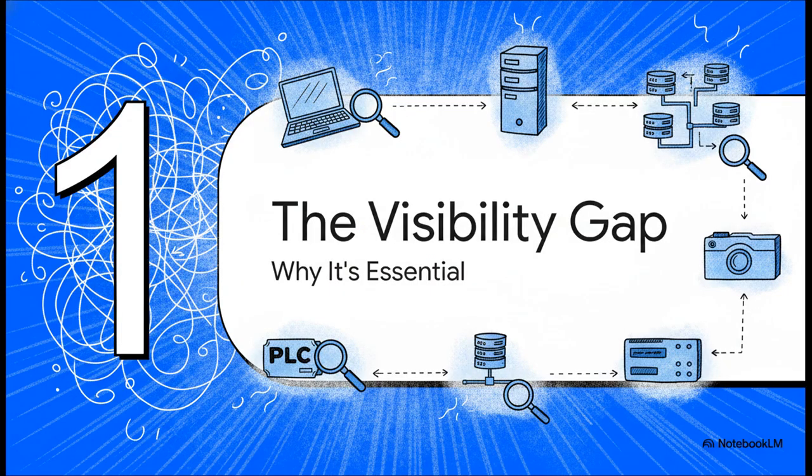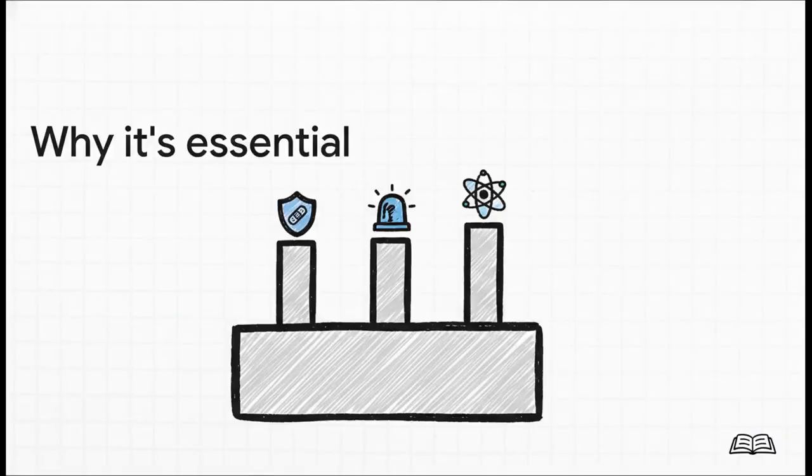Okay, so why is this such a big deal? Let's really dig into why having this complete picture, this total visibility, is completely non-negotiable for any kind of modern security. I mean, just look at what this underpins. Every single core security function relies on it. You want to patch vulnerabilities effectively? Well, you can't patch a server you don't even know exists.